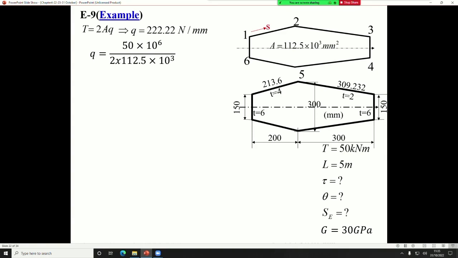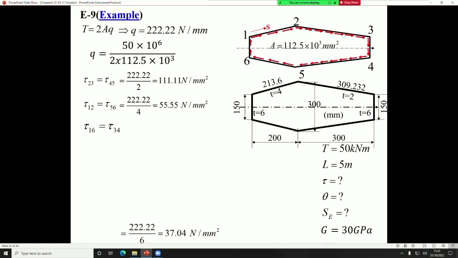So we have a thickness of 6 millimeters, a thickness of 2 millimeters, and a thickness of 4 millimeters. So which one is subject to the maximum shear stress? 2, 4, or 6? 2. Very good. So in order to find the shear stress, I divide the shear flow by the thickness of each panel. So this is the first one. This is the second one, and this is the third one. So obviously, for a single cell subject to torque, shear flow is constant, we get the maximum shear stress on the thinner section.